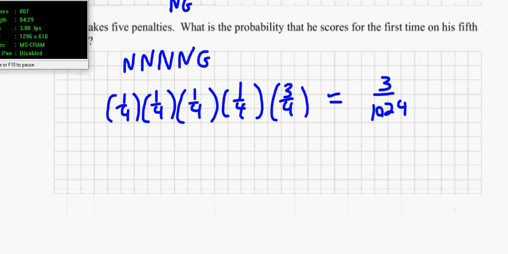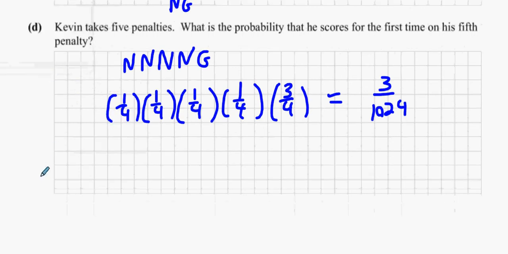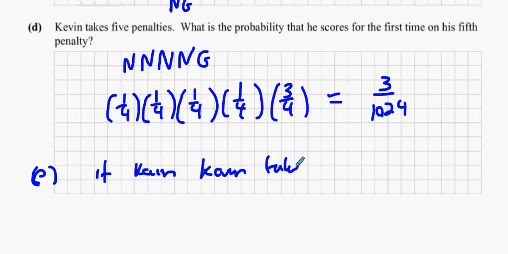Okay. If Kevin takes 5 penalties, what's the probability he at least scores one or more?